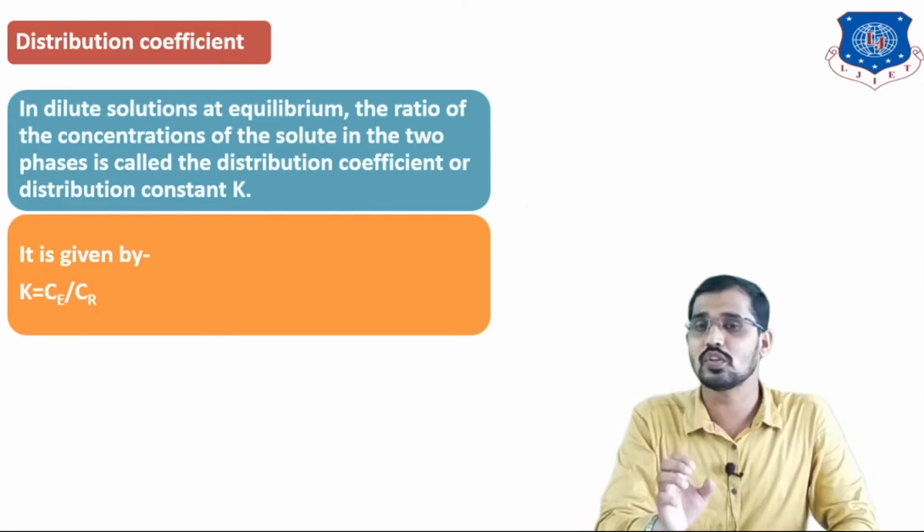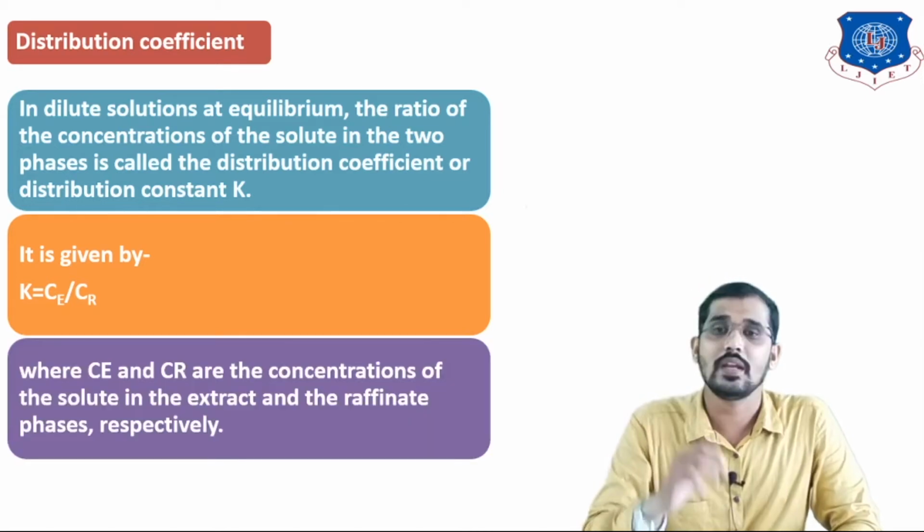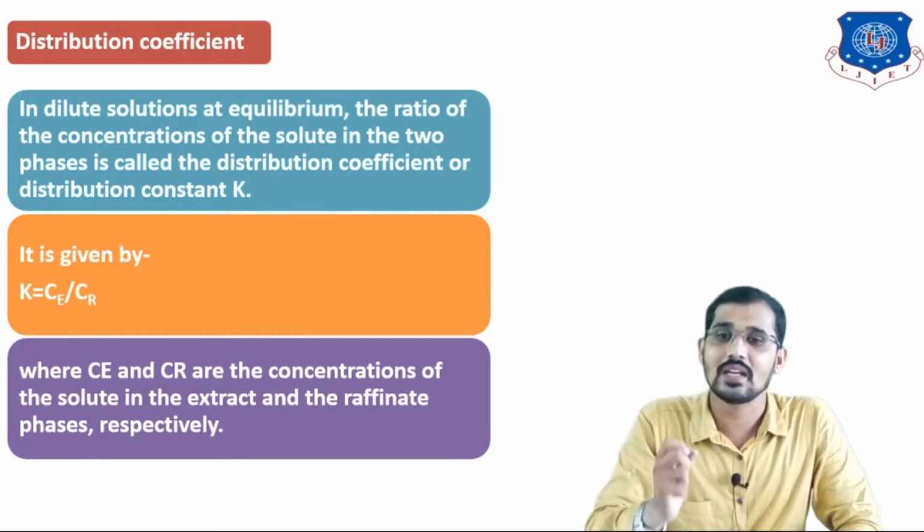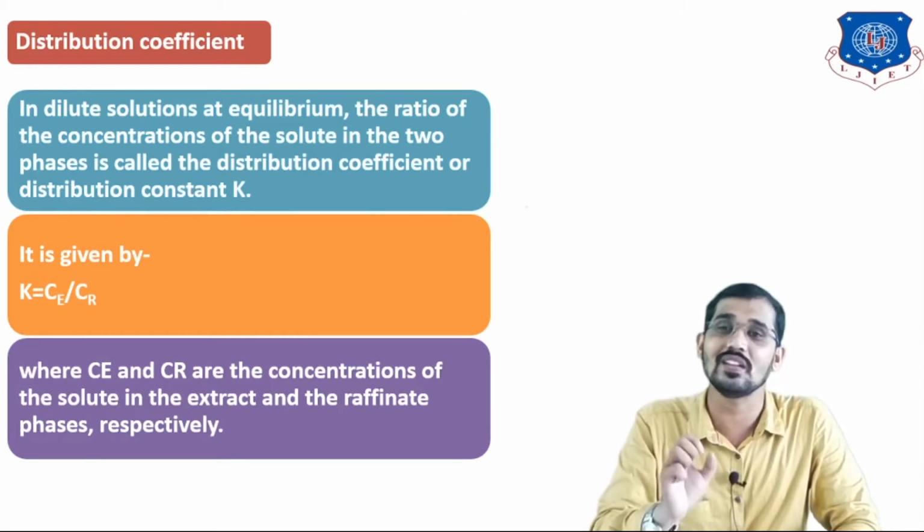Okay, and this distribution coefficient should be as high as possible. Here Ce is the concentration of the solute in the extract phase and Cr is the concentration of the solute in the raffinate phase.